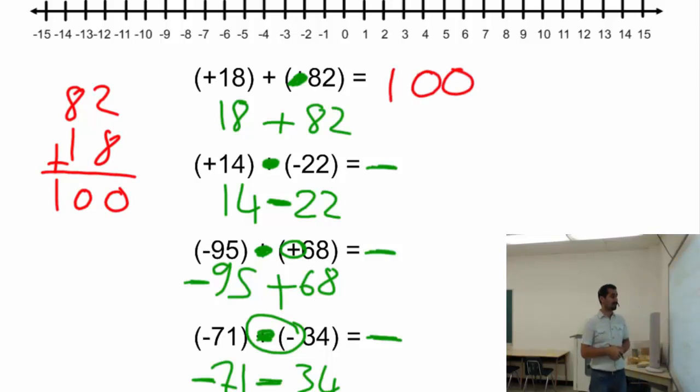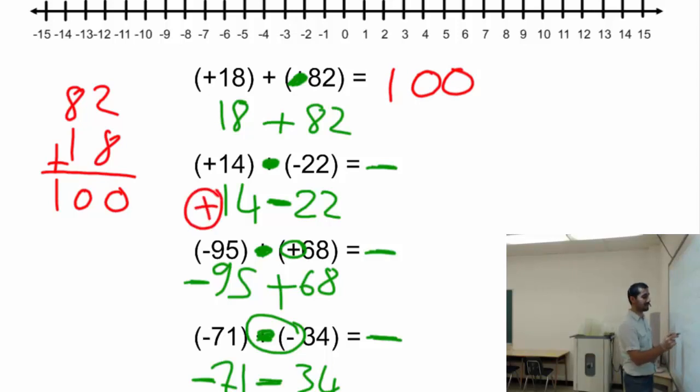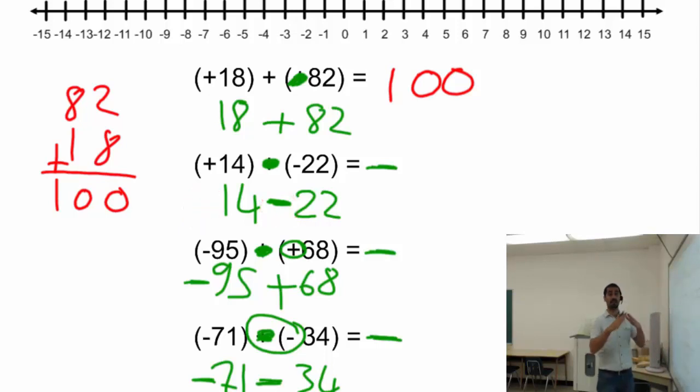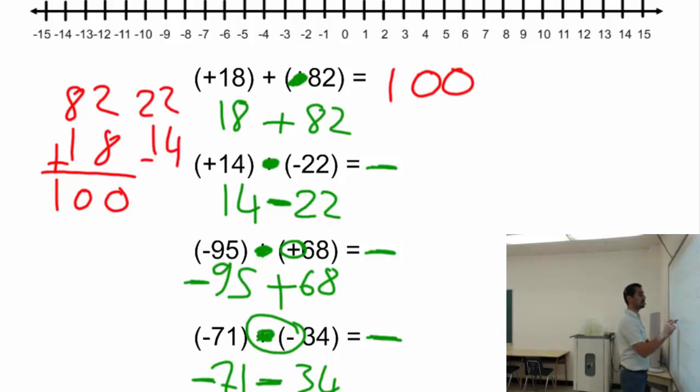So how about the next? 14 minus 2. 14 has no sign, which means plus, and they are different. So I'm not going to add the two numbers. I'm going to go down. So 22 minus 14. Let's do that. 8. So it will be 8.